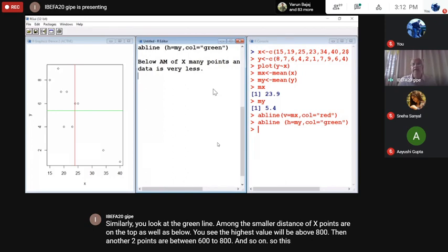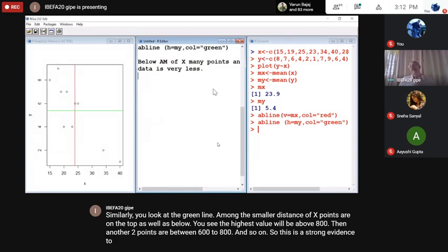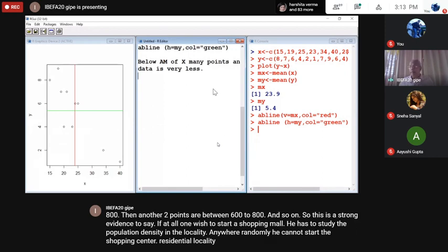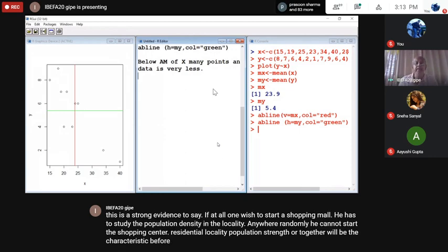So this is strong evidence to say, if at all one wishes to start a shopping mall, he has to study the population density in the locality. Anywhere randomly he cannot start the shopping center. Residential locality and population strength together will be the characteristics before he starts a shopping center.